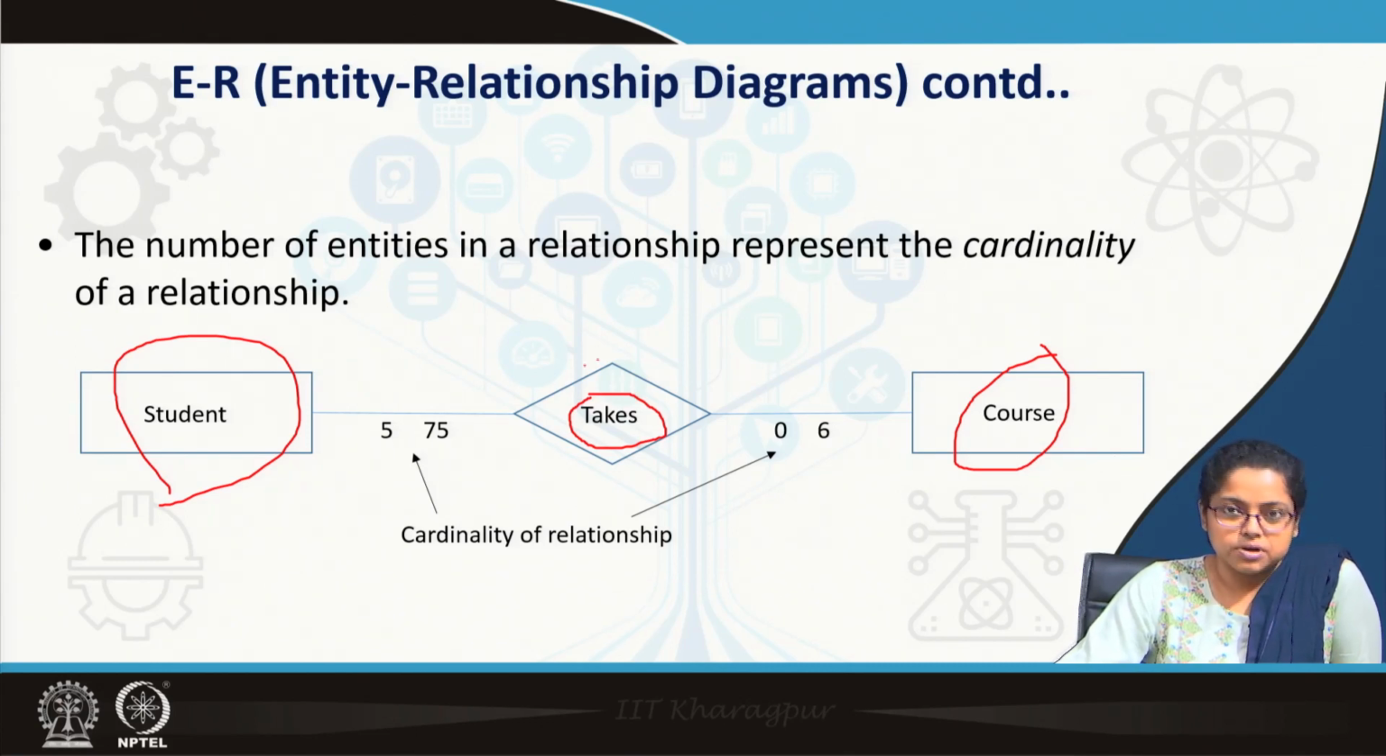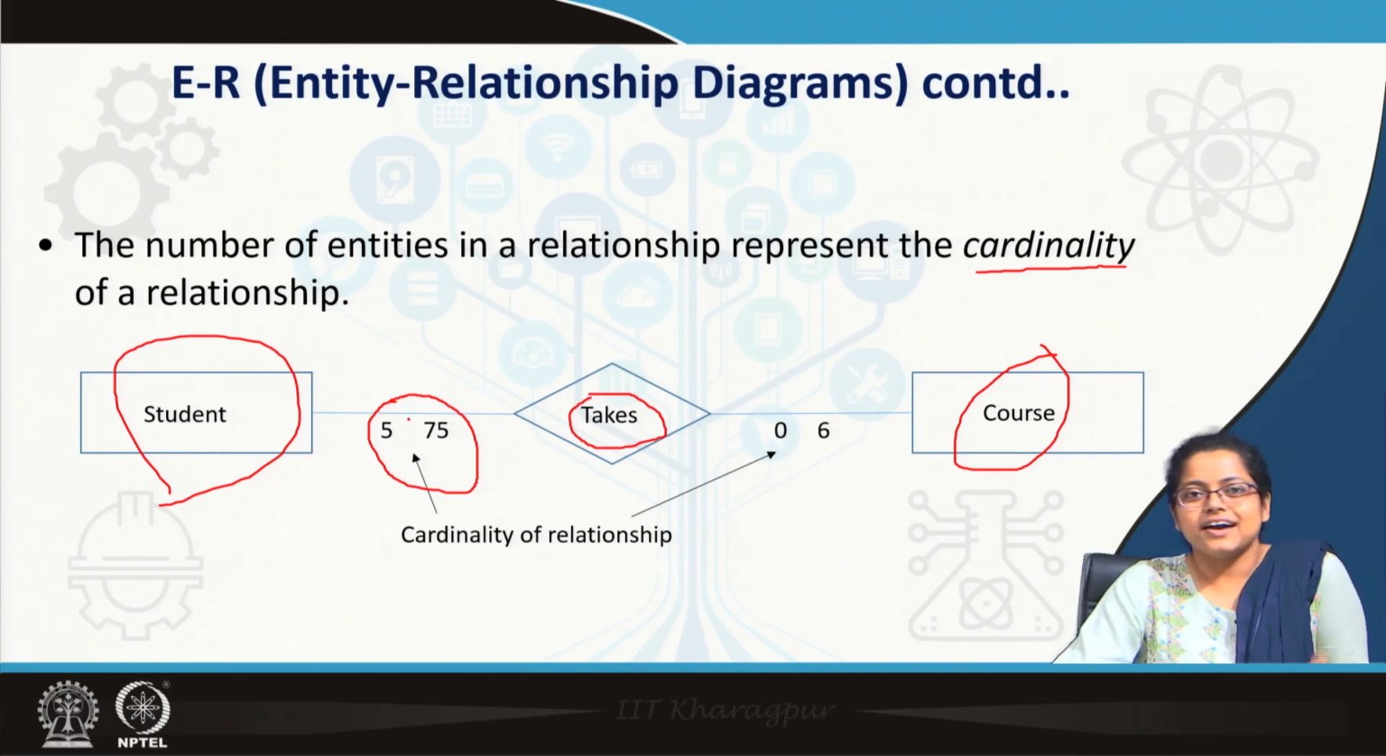Now, here we see two numbers. What are these two numbers? What do they represent? The number of entities in a relationship represents the cardinality of a relationship. This is a very important concept called cardinality, which talks about the number of entities that are party to a relationship. In this particular example, we see a student takes a course. Here we have 5 and 75. These represent the cardinality of the relationship, which means the minimum number of students and the maximum number of students that can take a particular course. So, a minimum of 5 to a maximum of 75 students can take a particular course.